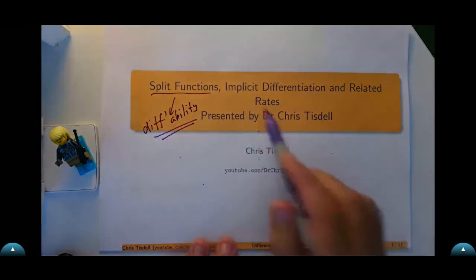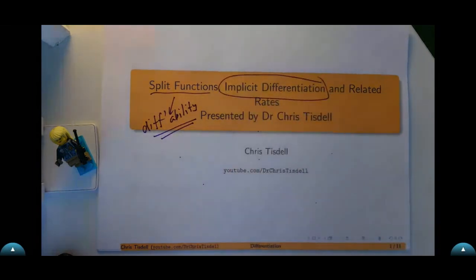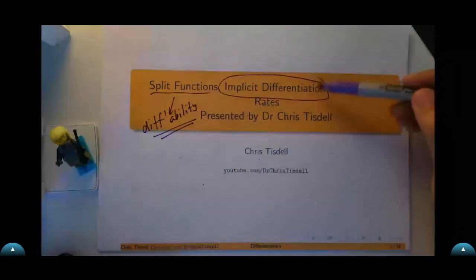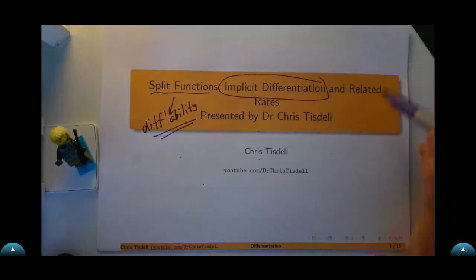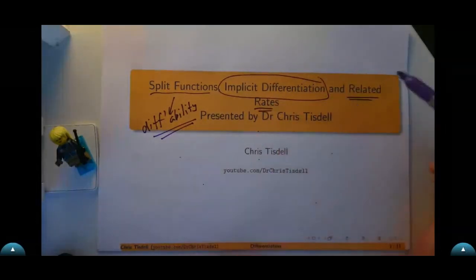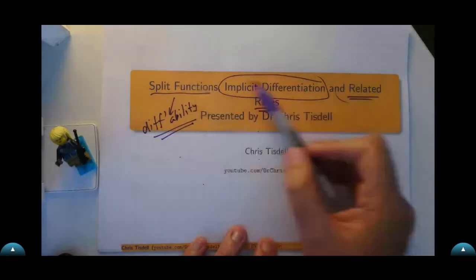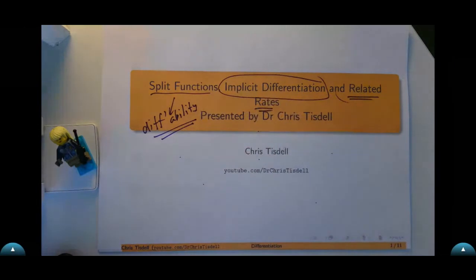Okay, differentiability. We're going to look at how you differentiate relations or implicitly defined functions. And we'll also look at related rates. Now, some of this will be familiar. Probably the related rates will be familiar, but these two might not be familiar. One of the nice things about calculus is some things will be familiar and some things will be new.